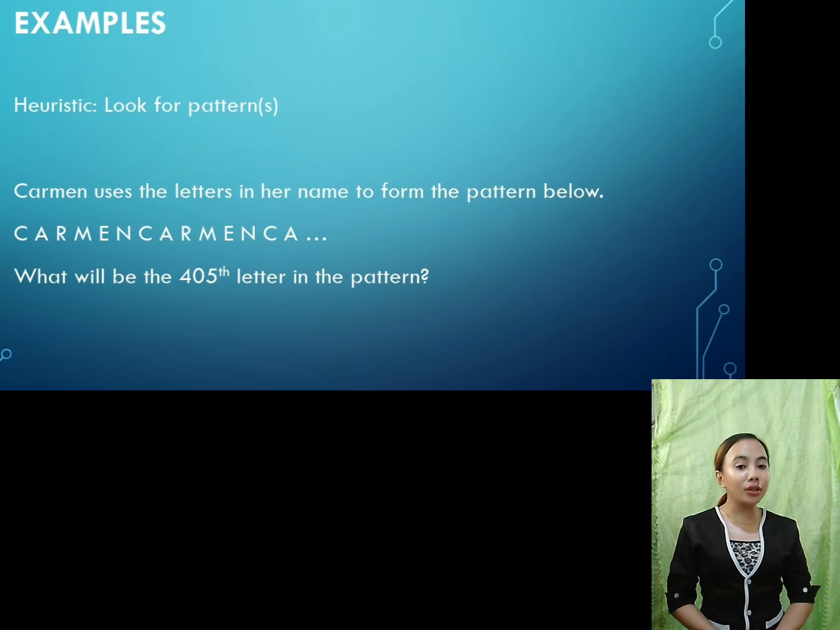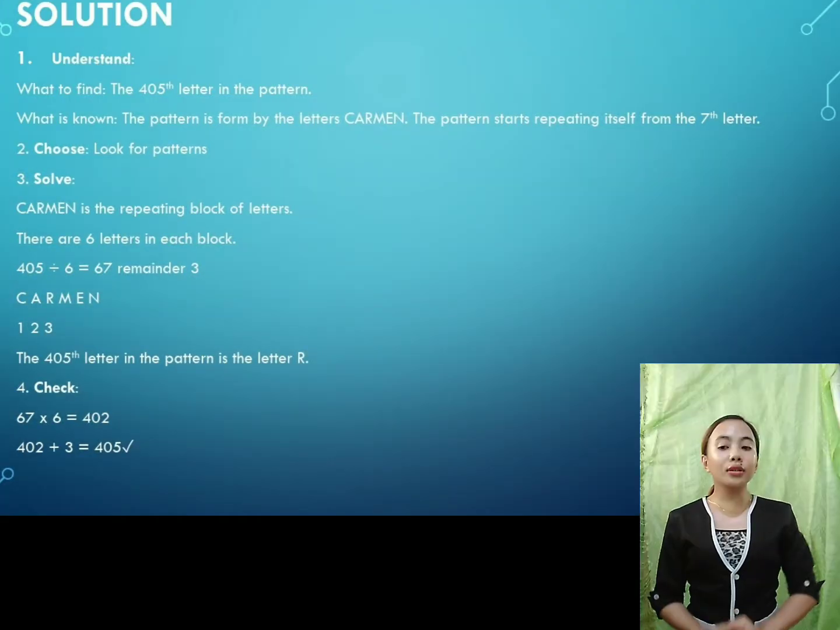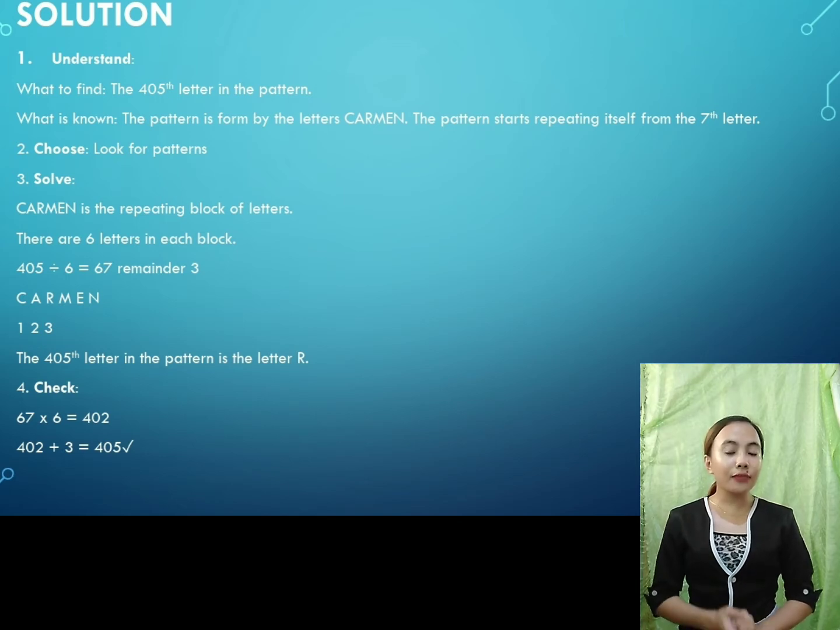So now we need to look for a pattern. First example: Carmen uses the letters in her name to form the pattern below. So the word is Carmen, Carmenca. What will be the 405th letter in the pattern? The solution goes like this. First, we need to understand. What are we to find? The 405th letter in the pattern.